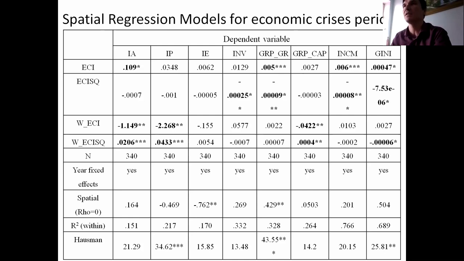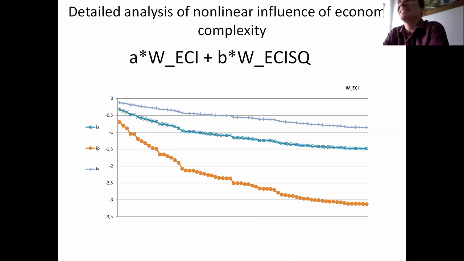Well, next, it's necessary to make a detailed analysis of how the economic complexity of neighboring regions influences the dependent variables. To make this analysis, I drew a graph where we can see the indicators of economic complexity of other regions and its square form. And here are the innovation activity indicators. We have the coefficients calculated by the model, and we have data on the variables, so we could calculate this simple equation.